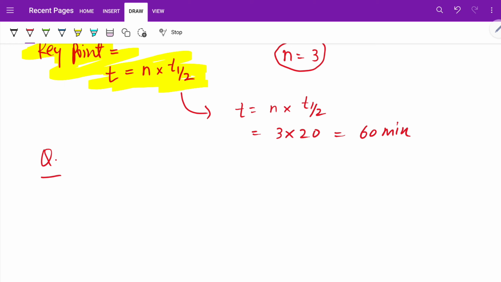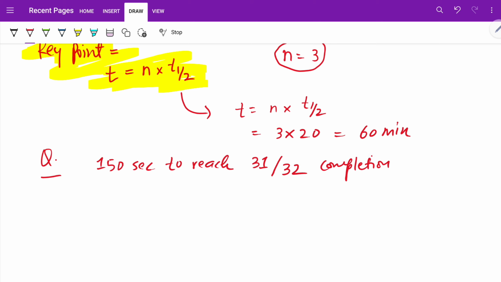Suppose in one more question, a first order reaction takes 150 seconds to reach 31/32 completion. So this reaction requires 150 seconds to reach the 31/32 ratio. Now you have to calculate T half.